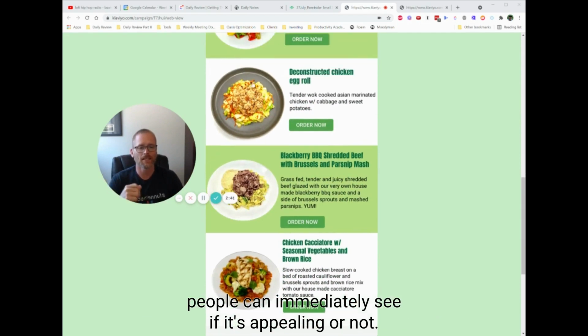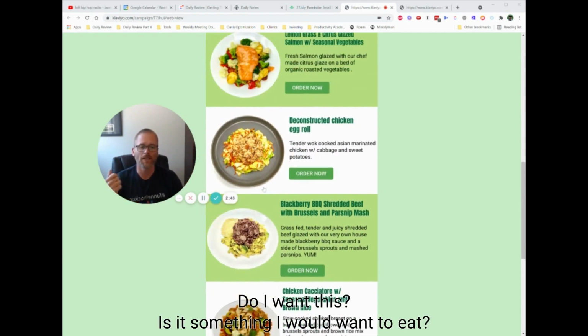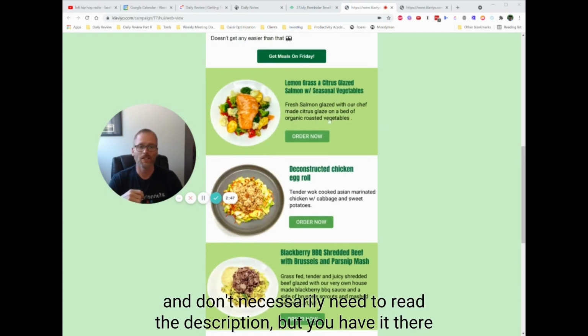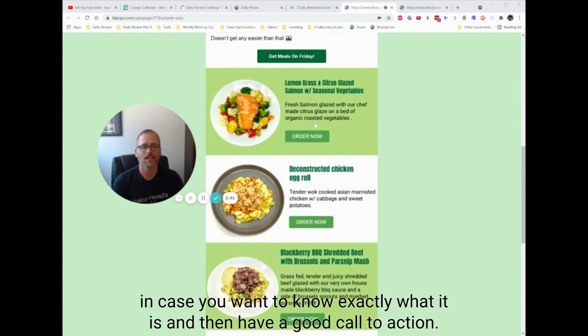So having that in there is great. People can immediately see if it's appealing or not. Do I want this? Is this something I would want to eat? I could look at that picture and not necessarily need to read the description, but you have it there in case they want to know exactly what it is, and then having a good call to action.